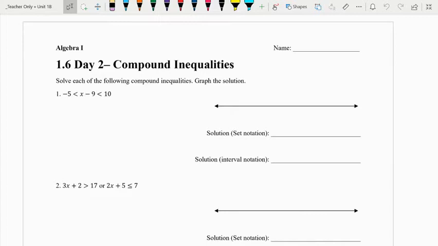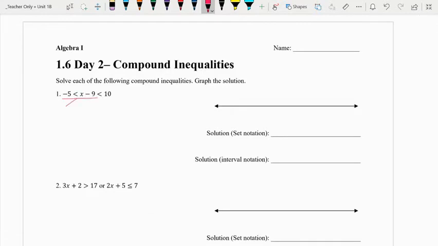All right, for 1.6 day 2, we are doing compound inequalities again. So if we look at number 1, remember when there's ever an AND problem, it might say the word and, but it also might look something like this. If you don't physically see the word or, it is an AND problem. Okay, so an AND problem is where it overlaps.